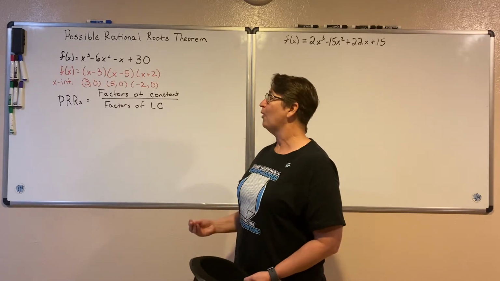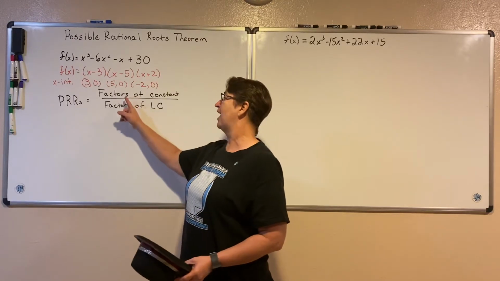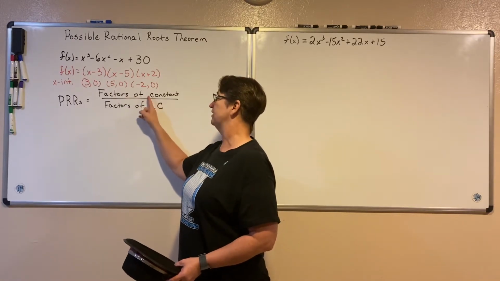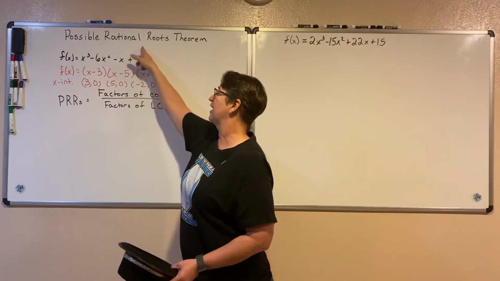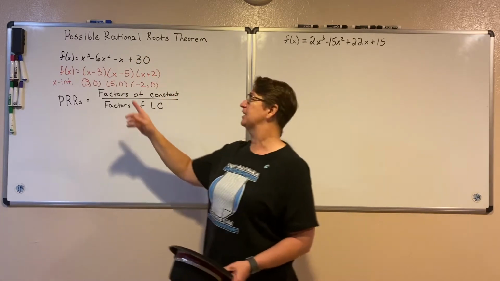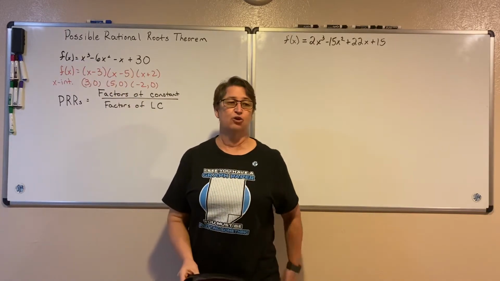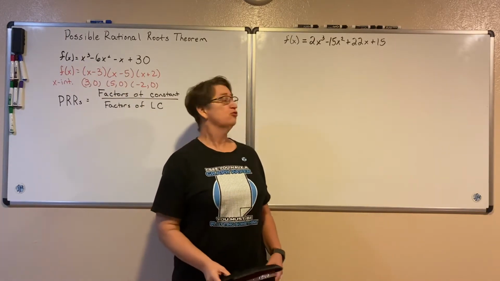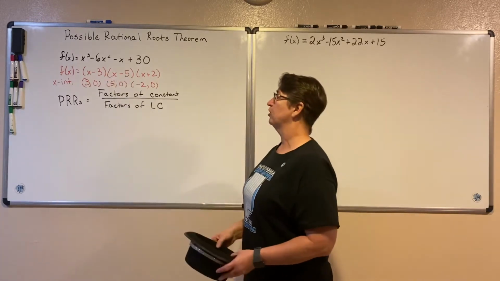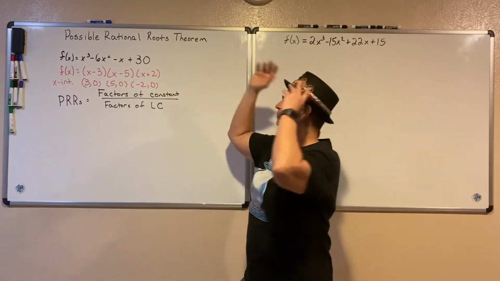So the way that we find those possible rational roots is we divide the factors of the constant. So in this case, my constant is 30, by the factors of my leading coefficient. In this case, that leading coefficient is 1. So let me show you with this one, what would our possible rational roots be?